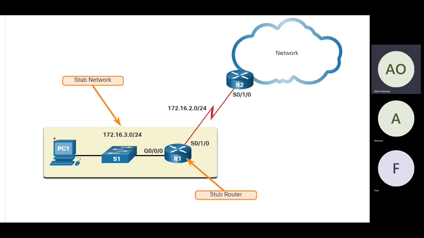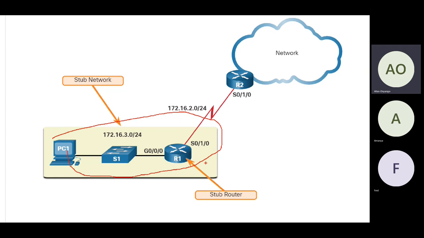And this network here only has one way to the internet, which is obviously through R1 to R2. So a network with only one connection to the internet is called a stub network. They do not have any other way. They only have one way to the internet. So this is a stub network, and this router is a stub router.